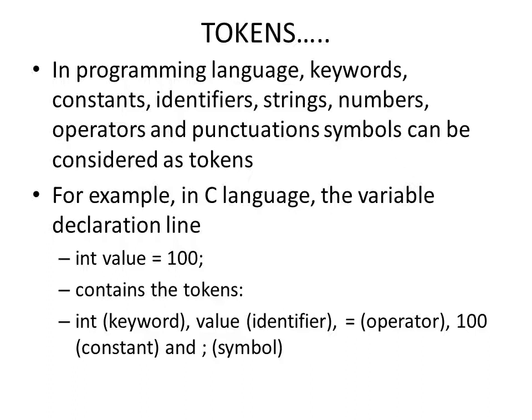So here there are 1, 2, 3, 4, 5 tokens. What are the tokens? Int, value, equal to, 100 and semicolon. These are the 5 tokens in this particular statement of a C language program.